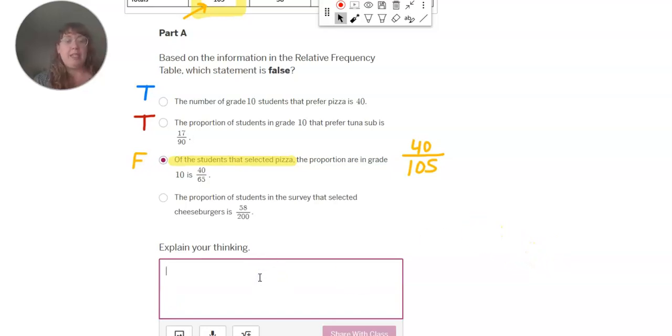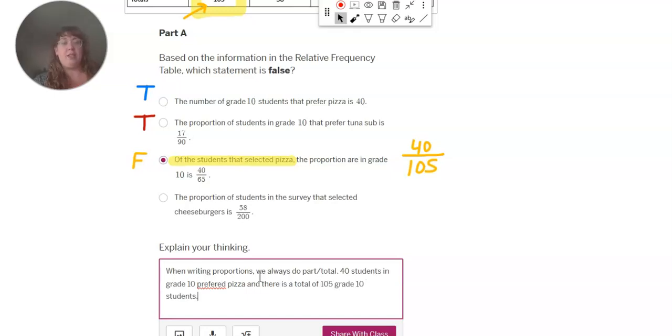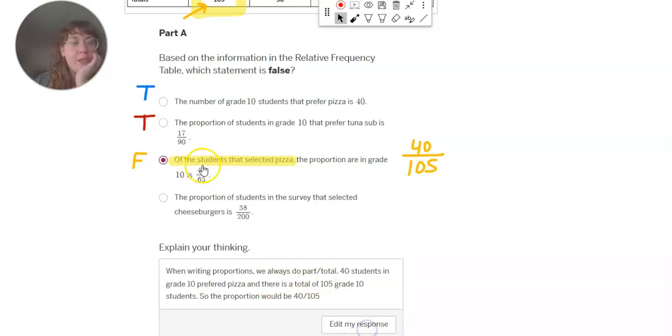To explain it, we can say when writing proportions, we always do part over total. 40 students in grade 10 preferred pizza, and there is a total of 105 grade 10 students. So the proportion would be 40 over 105. So that's what we got for that one.